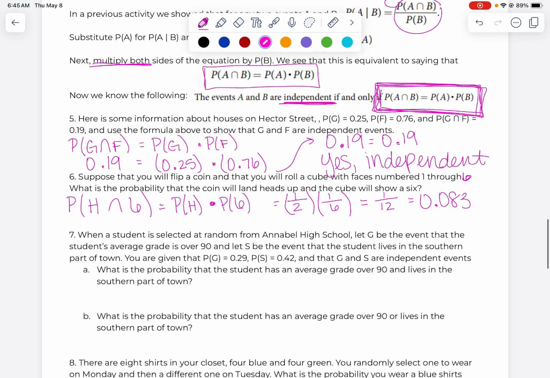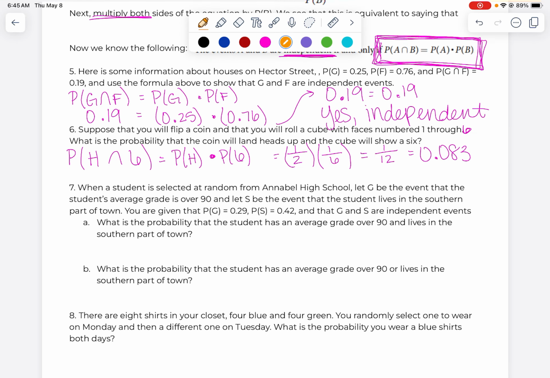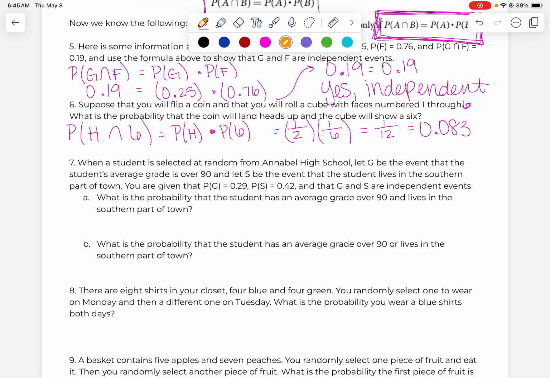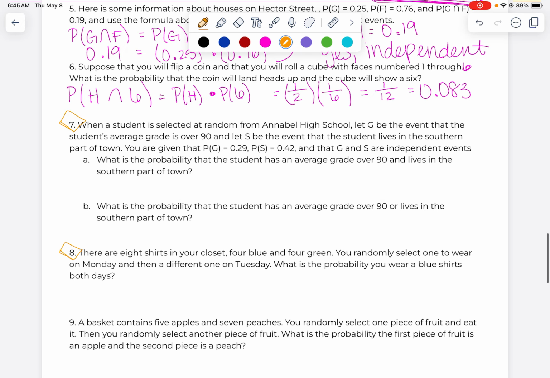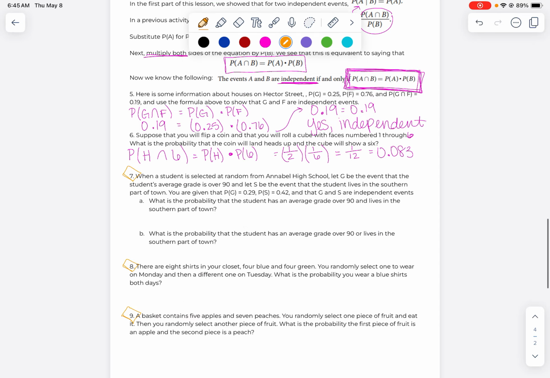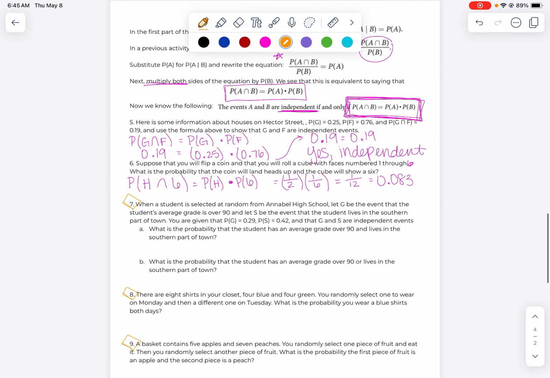All right, if you have any questions, make sure you're writing them down, getting ready to ask me or emailing me. You are now responsible for questions 7, 8, and 9. Okay, so you should have already done number 4, but now you are responsible for 7, 8, and 9. You can check the key later to see if your answers are correct.